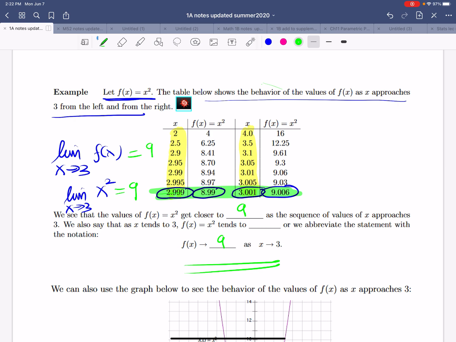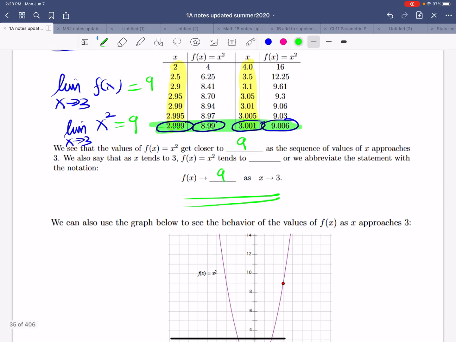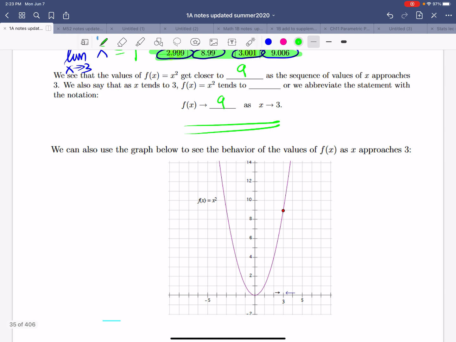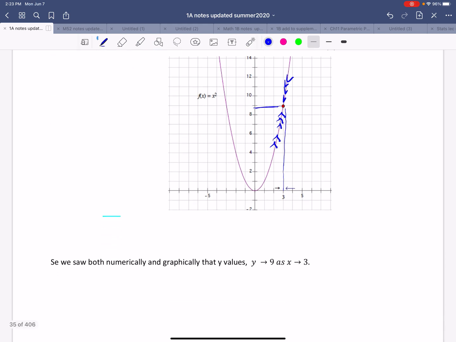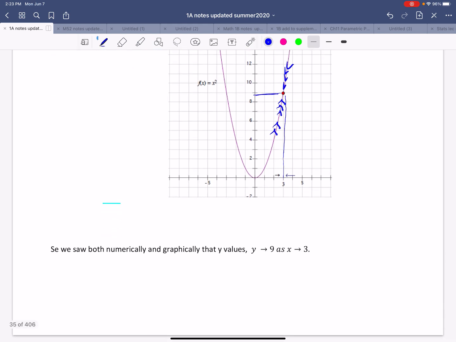So that is the limit in this case, and we can also look at it graphically. We have the graph given for x squared, and we can see the y value is getting really close to 9 when x is getting really close to 3. So we would say y approaches 9 as x approaches 3. Another way of saying it is the limit as x approaches 3 of x squared is 9.